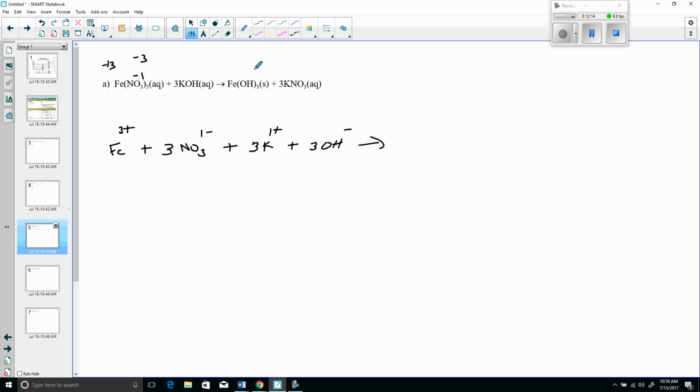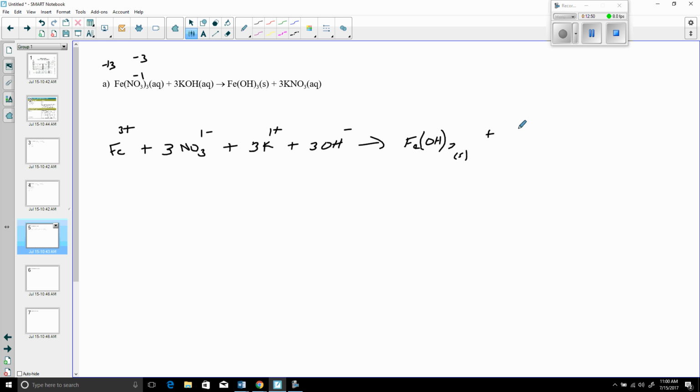Now this forms a solid, so it does not break up. So it is Fe, Fe. We already know that it is a 3 plus. Oh, why am I trying to break it up? I just told you it didn't break up. It does not break up, so we're going to keep that a solid, Fe(OH)3, and put a little S here so that your instructor knows that you know that is a solid. It is not soluble, so it does not break up into ions when dissolved in water.